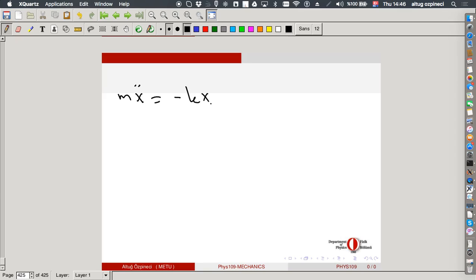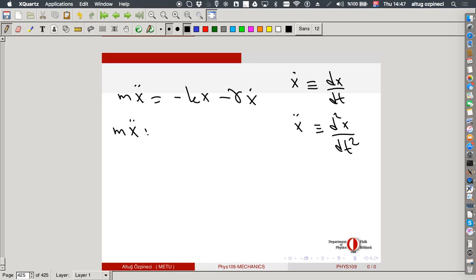Now furthermore, if we have a drag force, the drag force depends on the velocity, and the simplest description we could have is minus gamma times x dot. Here x dot is dx by dt. The number of dots just denotes the time derivatives, so x double dot is d squared x by dt squared. It's just a different notation for the same thing. Whenever you see a dot, it corresponds to a time derivative. So the equation will be m x double dot plus gamma x dot plus k x equal to 0.